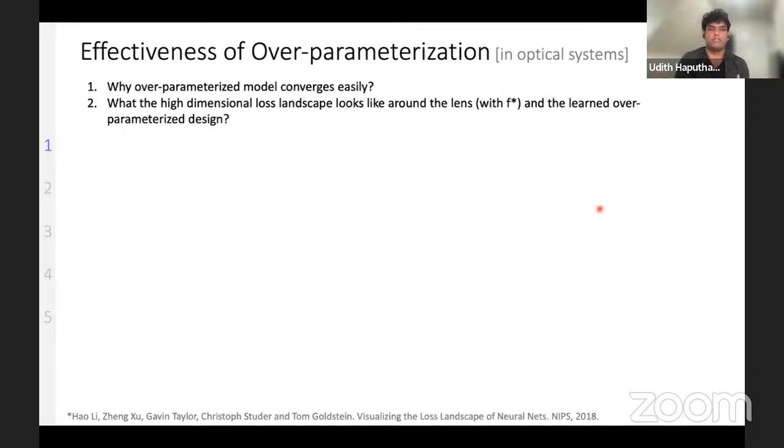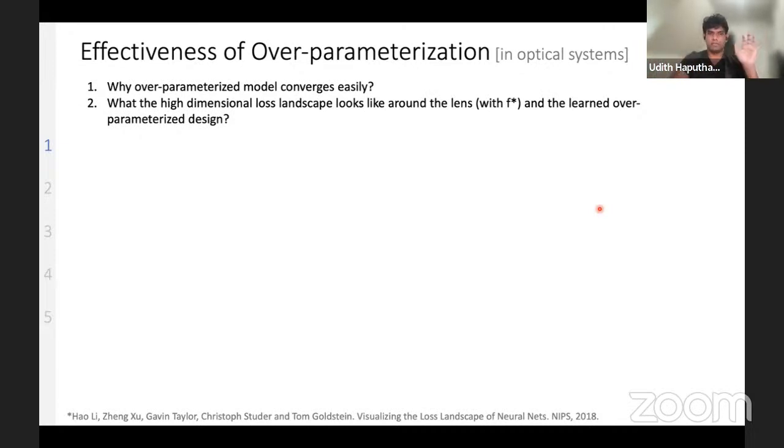So then we want to check why these overparameterized models converge easily. Basically, what we want to look at is how this high dimensional loss landscape looks around the lens phase distribution and around this learned or parameterized phase distribution. We cannot visualize the loss landscape directly, because it is very high dimensional.